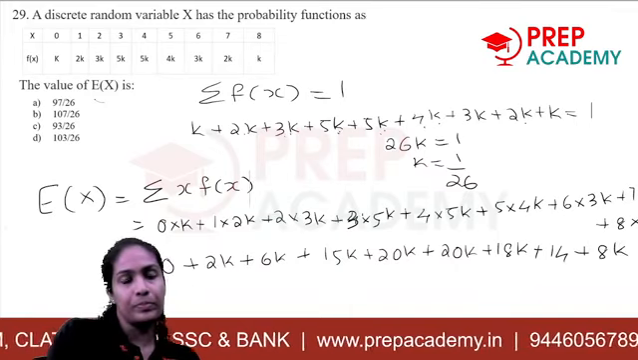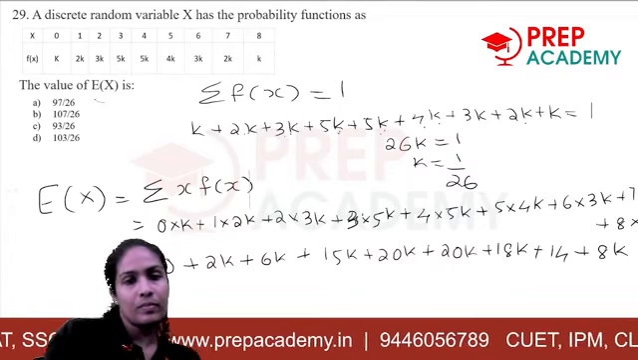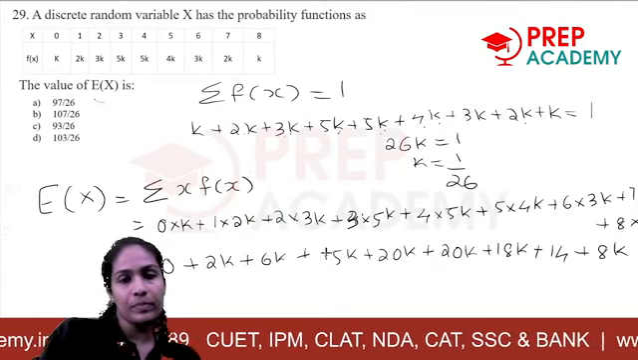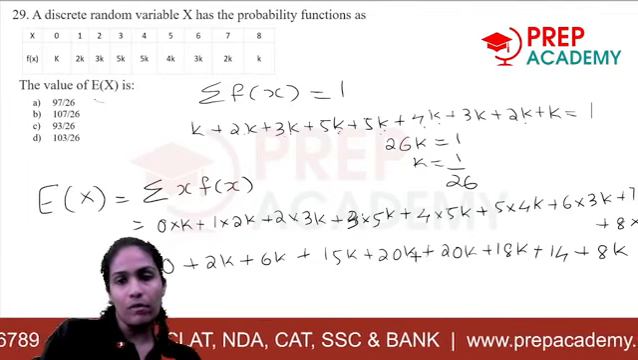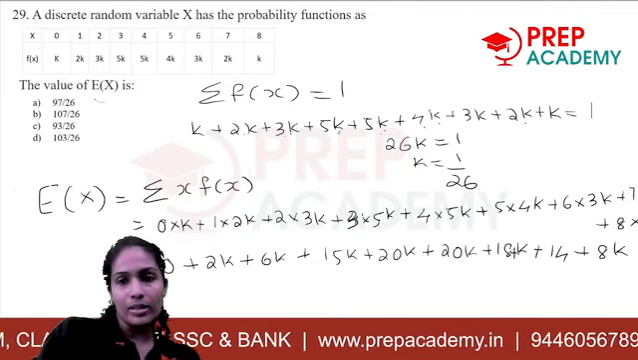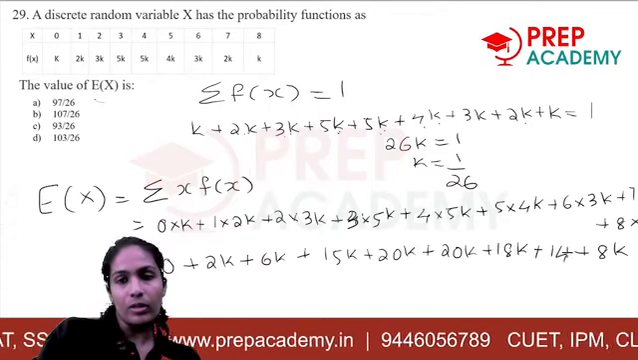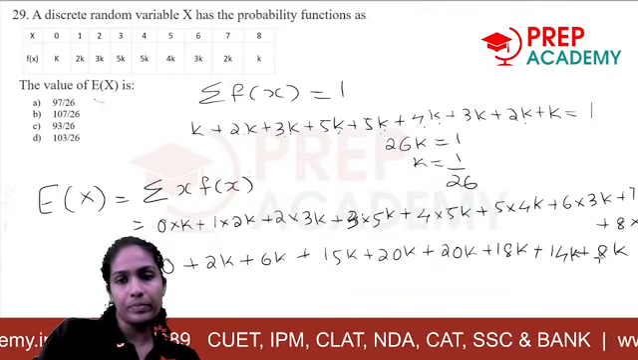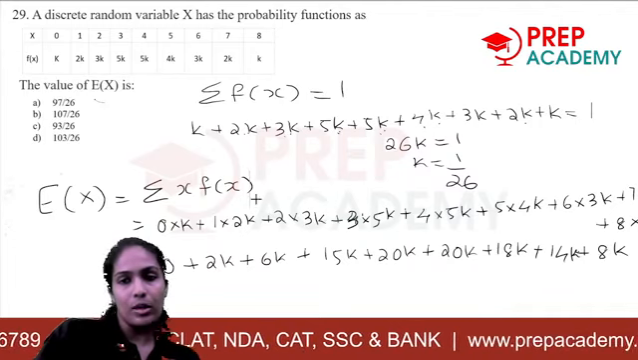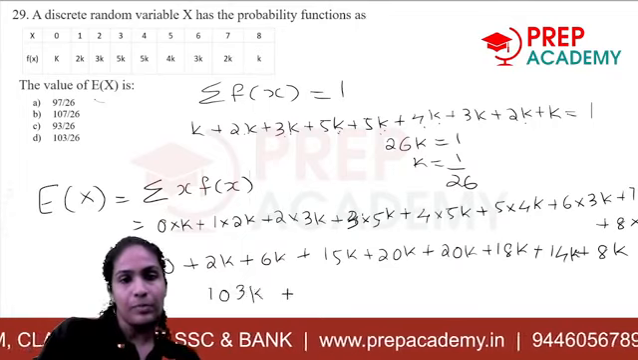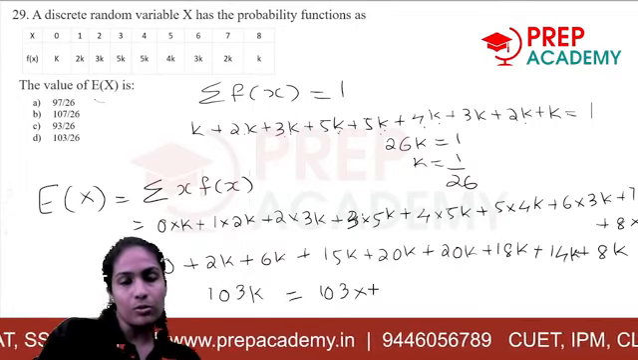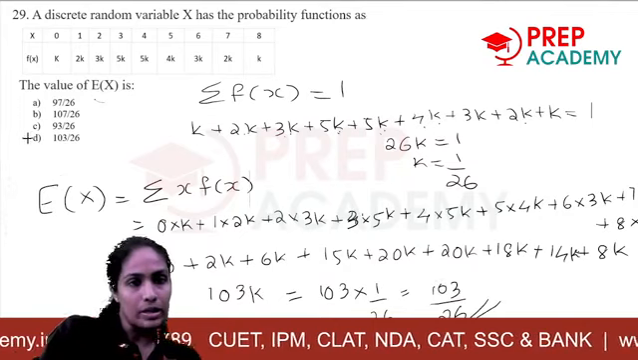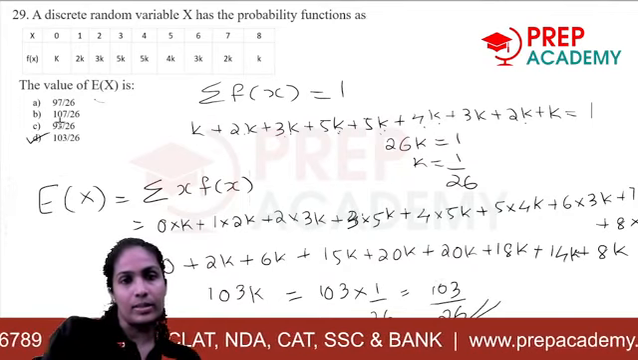This is equal to 2k plus 6k is 8k, 8k plus 15k is 23k, 23k plus 20k is 43k, 43 plus 20k is 63k, 63 plus 18k is 81k, 81k plus 14k is 95k, 95 plus 8k is 103k. So 103k. Substitute the value of k, 103 into 1 by 26, that is 103 by 26, option B. B is the correct answer.